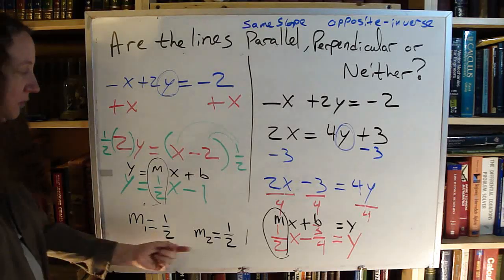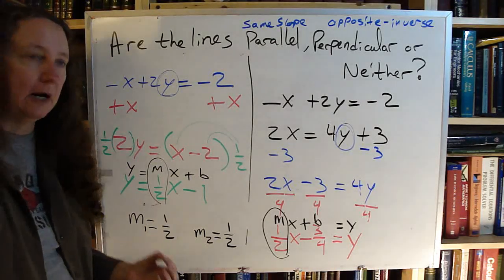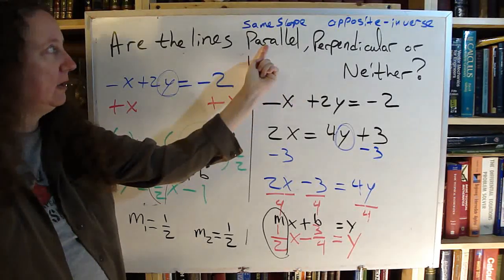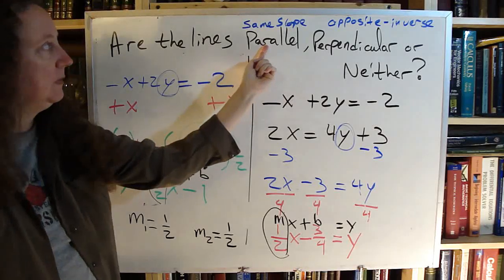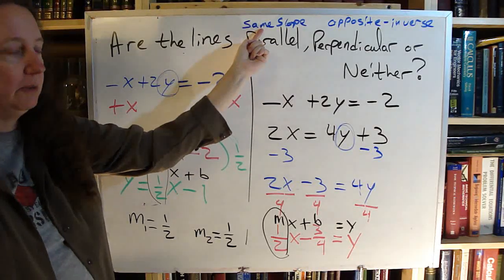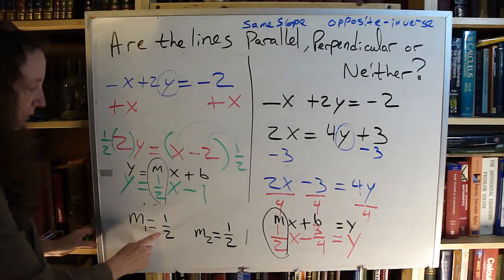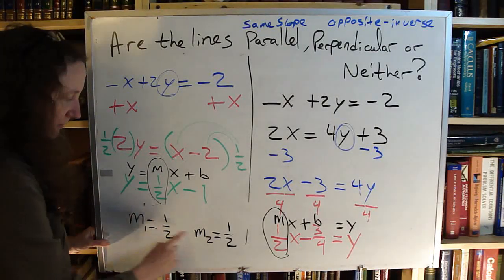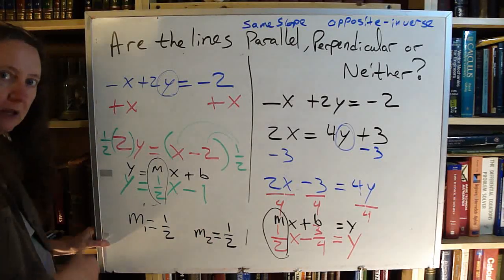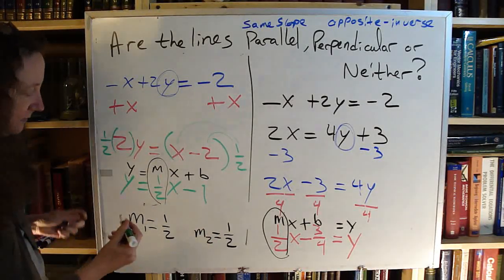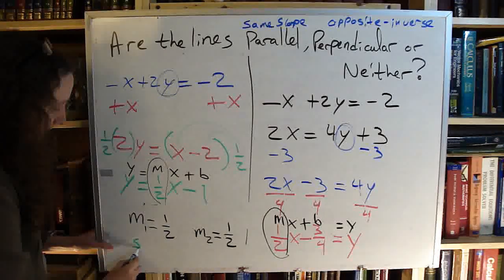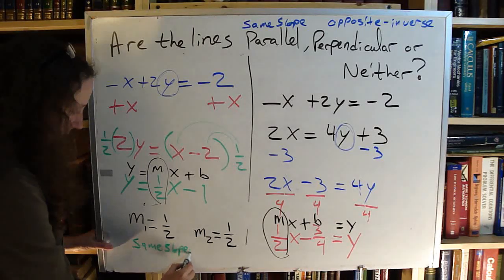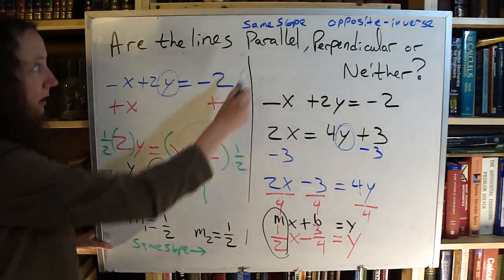So now that we have our 2 slopes, now we can decide, is it parallel, perpendicular, or neither? Let's start with parallel because that's the easiest one to figure out. Parallel means same slope. Slope is 1/2. Slope is 1/2. Positive. Positive. Exactly the same. So I have same slope, which tells me lines are parallel.